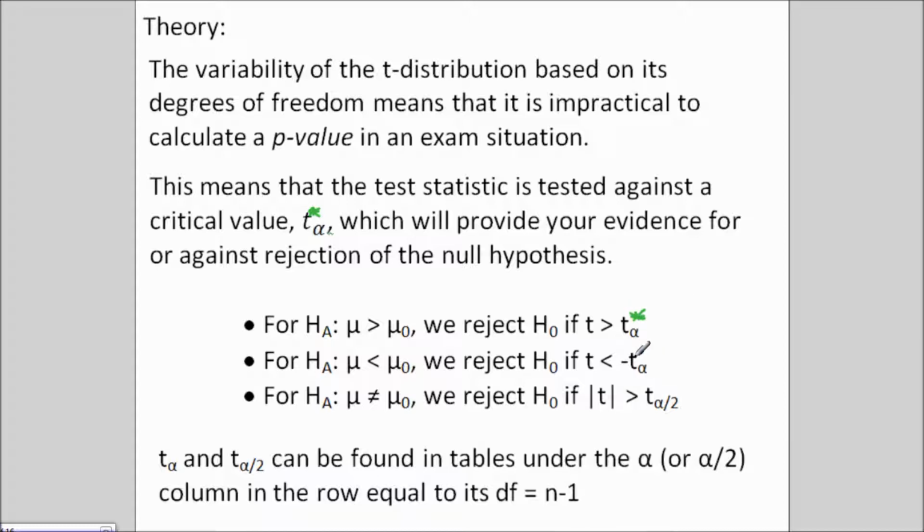And exactly the same way we used the critical values of Z star, it is entirely dependent on our alternate hypothesis. If we have greater than, we reject if T is greater than t star alpha. If it's less than, we reject if T is less than negative t star alpha. And if it's not equal to, we reject if the absolute value of T is greater than t star alpha over 2. And you can find them using the T table, which is included in the final exam stat tables. And I'll be using them throughout for examples.